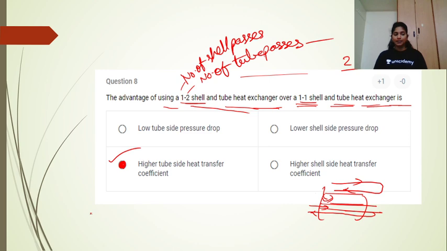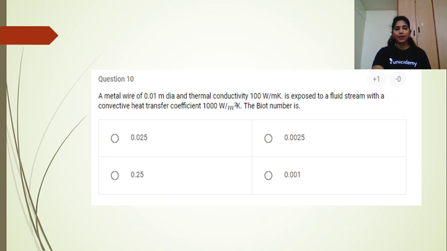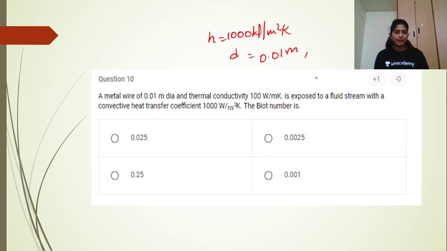I guess you are clear with this, and we are left with two questions. Another question: we have a metal wire of 0.01 meters diameter and thermal conductivity is given. It is exposed to a fluid stream with a convective heat transfer coefficient of 1000 watts per meter square Kelvin. So h is equal to 1000 watts per meter square Kelvin, diameter is equal to 0.01 meters, and conductivity is equal to 100 watts per meter Kelvin, right?